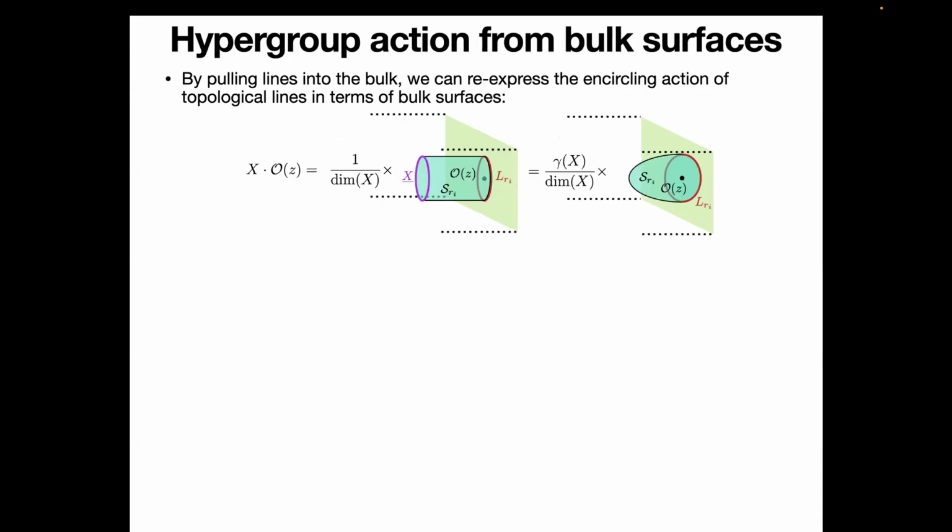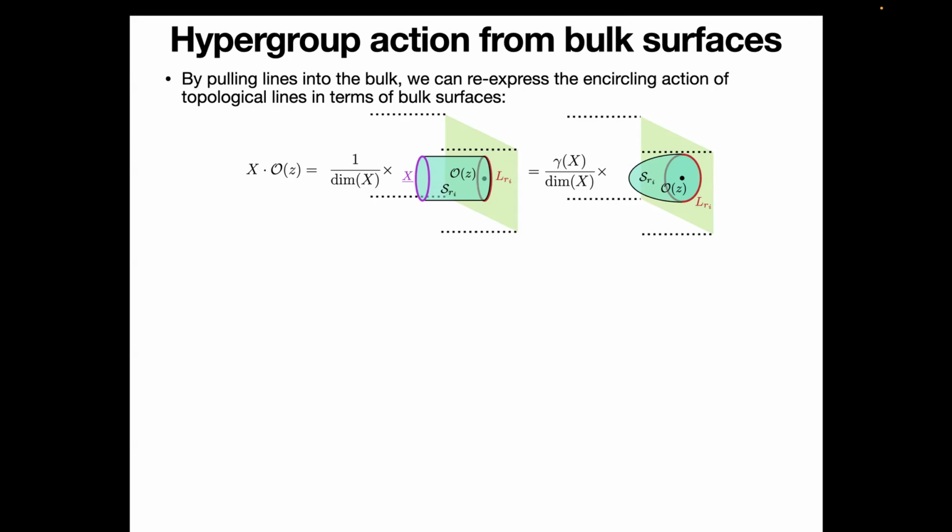Good. So with this manipulation of trying to drag lines into the bulk, we can now reinterpret this encircling action. Take any line X, and you start off with just X as a circle in the boundary, and then you apply this manipulation where you drag it into the bulk. It's trailed by a surface now. And next, let me imagine pinching this circle X down to a point. Then I'll get a topological point operator on this surface S_Ri.